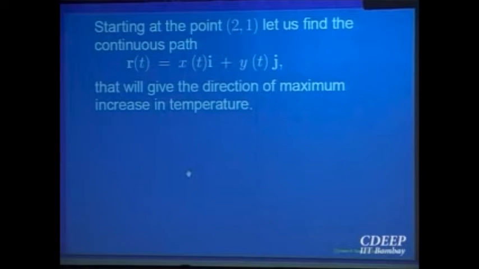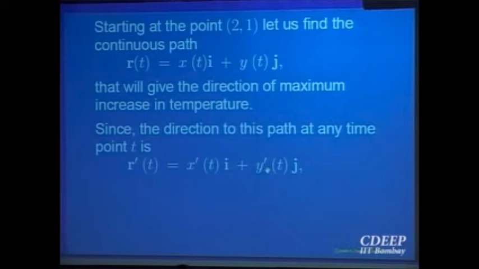So that means what? That means the tangent vector at any point of the curve should have the same direction as that of the gradient vector at that point on the surface, right? That is the direction of maximum increase. So at a point, if you want to move along the curve, you are moving along the tangent direction, right? So the tangent vector at any point to the curve should have the same direction as that of the gradient.